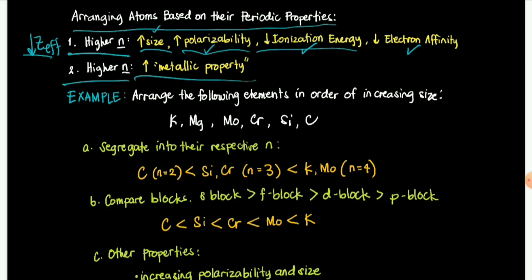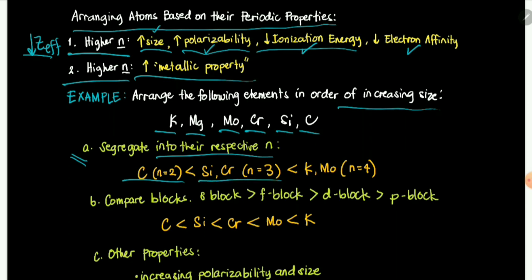Okay? So, for example, arrange the following elements in order of increasing size. So, we have potassium, magnesium, molybdenum, chromium, silicon, and carbon. So, ang una nyo gagawin is segregate nyo yung mga elements based on their N or principal quantum number. So, makukuha nyo to based sa periodic table or sa kanilang electron configuration. So, for carbon, we have N equals 2 kasi siya ay nasa 2p subshell. Yung silicon and chromium nasa N equals 3 kasi yung silicon ay nasa 3p orbital. Yung chromium ay nasa 3d. Yung potassium and molybdenum naman ay parehong nasa N equals 4. So, yung potassium nyo ay nasa 4s, yung inyong molybdenum ay nasa 4d.